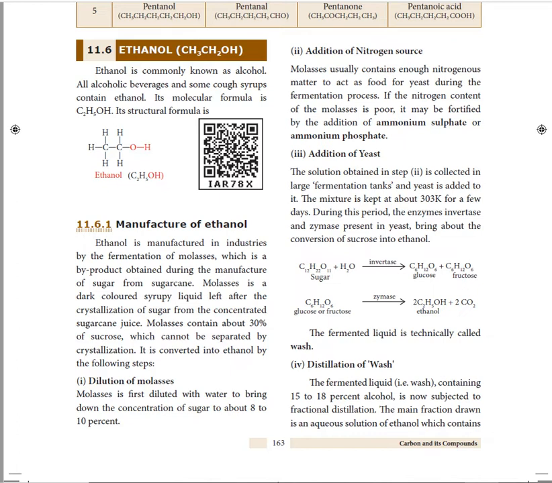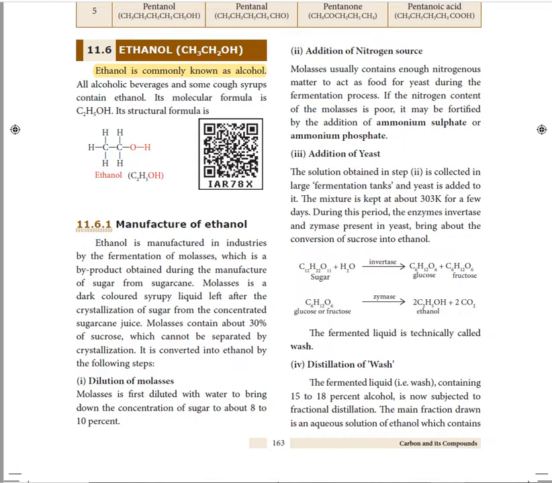You all know very well about alcohol. The functional group, OH, I have already taught you. In that alcohol family, the particular member ethanol is given in depth in our syllabus. Ethanol is commonly known as alcohol. Some cough syrups and all alcoholic beverages contain alcohol.